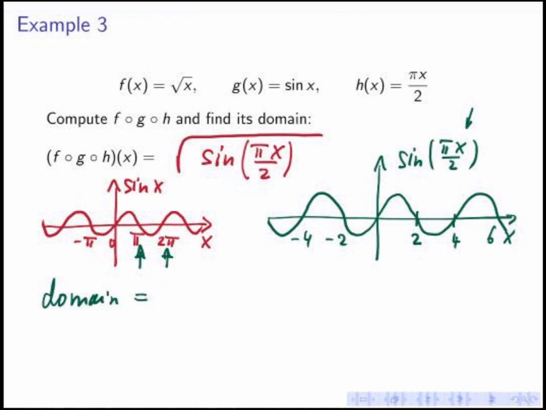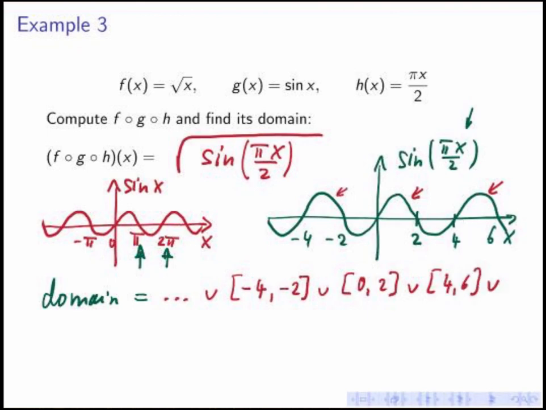So the domain is, well, I can only use the positive bits. Okay, so I can use this bit, and this bit, and this bit, but I cannot use the lower bits where the sine function is negative. So the domain is, actually I start with dots because it continues to the left and to the right. And then the first interval I see is minus 4 to minus 2. And then union with the interval from 0 to 2. Union interval from 4 to 6, etc. Okay? So we get a disjoint union of intervals, and between those intervals the function is not defined. On those intervals the function is defined.